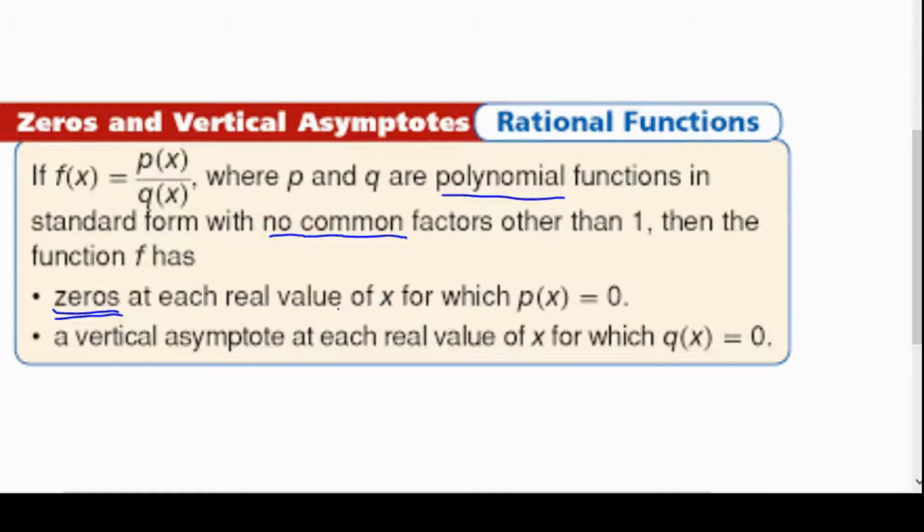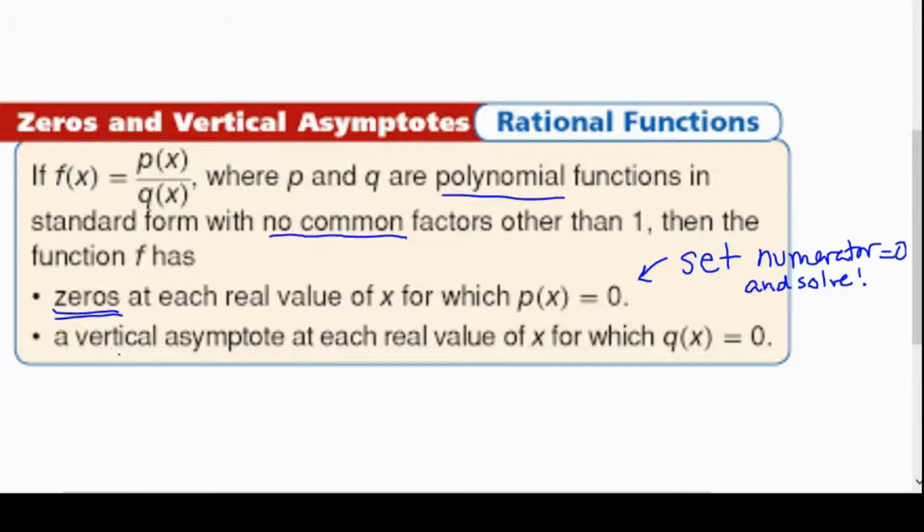So it says that they're going to be at every real value of x for which p of x, remember that's the numerator, is equal to 0. So to find your zeros, we're going to set the numerator equal to 0 and solve. Okay, that is how you're going to find the zeros for the function.